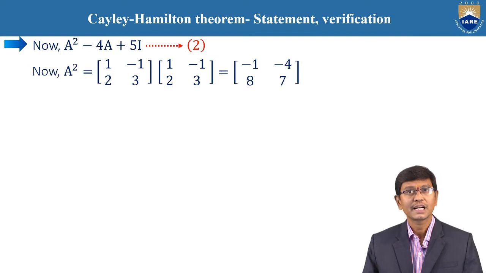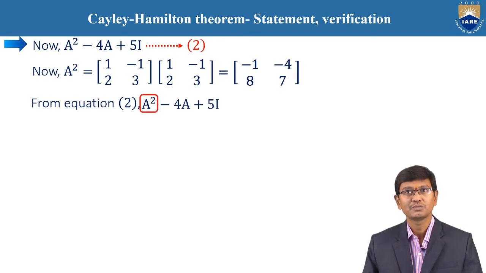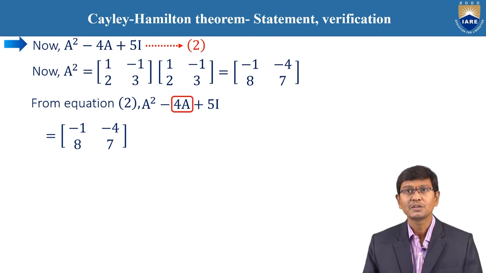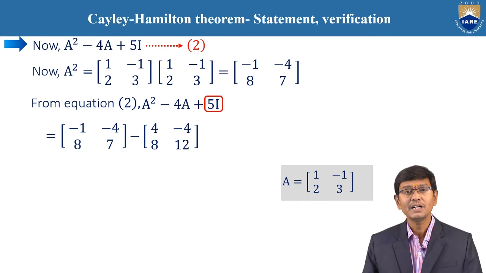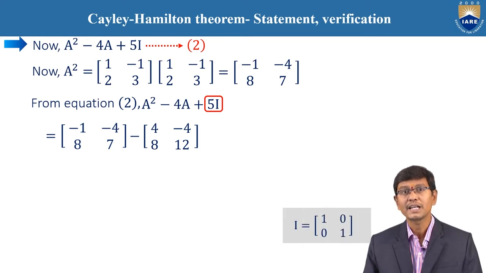Therefore, by using this second equation, when we replace A square, and again by using the I value, A square minus 4A plus 5I is equal to the values -1, -4, 8, 7, minus 4 into A, where A is equal to 1, -1, 2, 3. By multiplying with 4, the values change to 4, -4, 8, 12, plus 5 into I, where I is a unit matrix. With multiplication by 5, the values change to 5, 0, 0, 5.